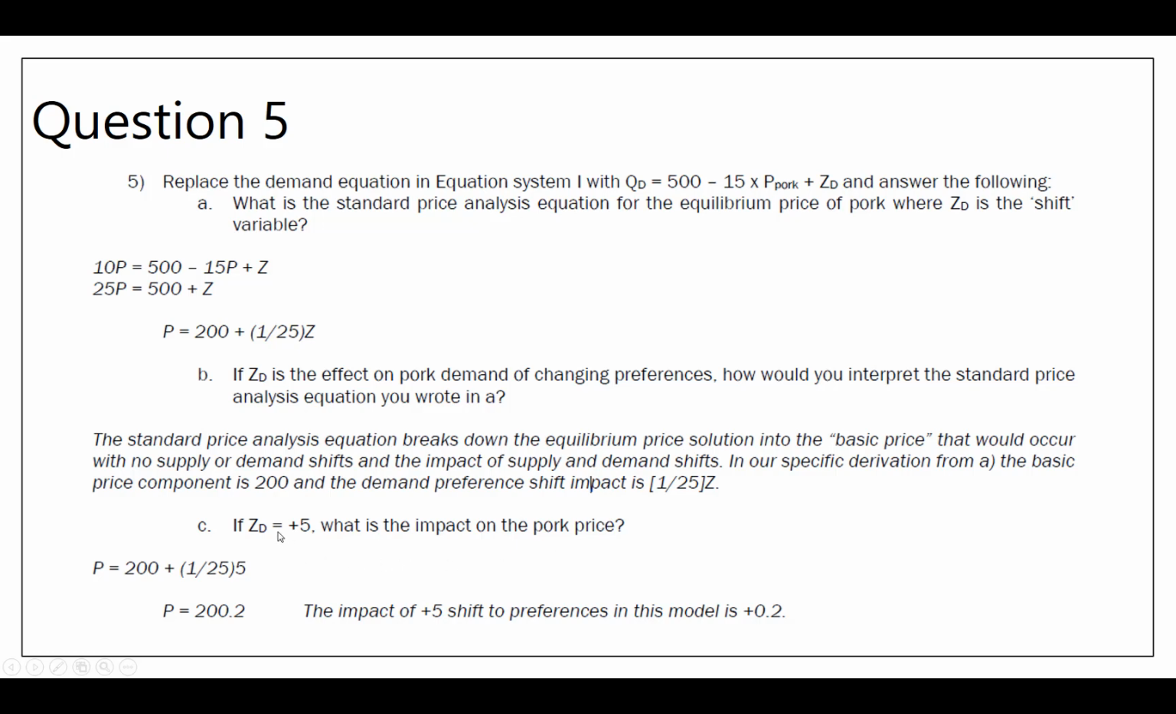And then here it just says plug in ZD is equal to plus 5. What's the impact on the pork price? So if you plug that in, I believe you'll get 0.2. So the impact of a plus 5 shift to preferences is plus 0.2 to prices. So this confirms something that we get from graphical analysis and something we believe should hold. If you shift demand in a positive direction, prices should go up.